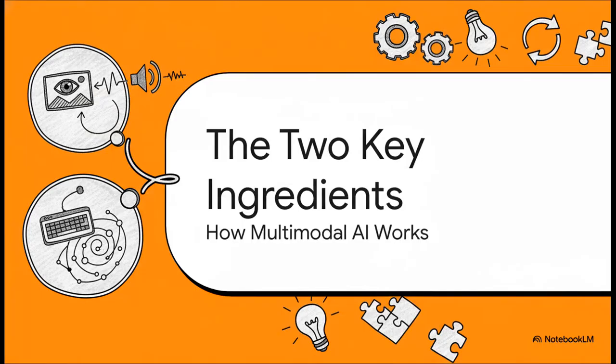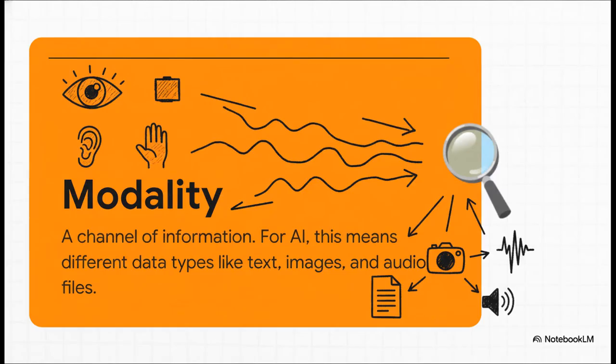Okay, so how does this magic actually happen? It really just boils down to two key ingredients. And once you get these two concepts, everything else just kind of clicks into place. First up is a word that sounds way more technical than it is: modality. Honestly, it's just a channel for information. For you and me, that's our senses, right? Sight, hearing, touch. For an AI, it's the different kinds of files we give it: text, images, audio. Each one is just a different way to experience the world.